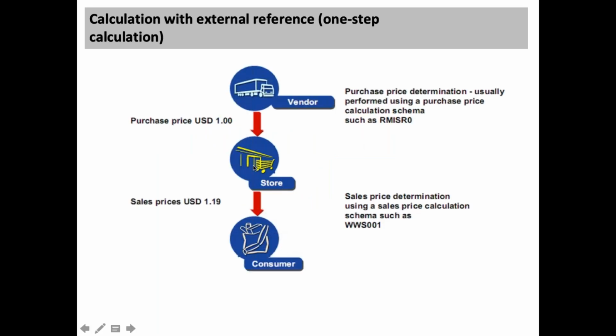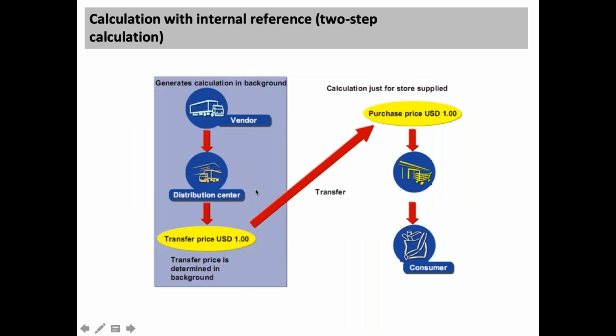So this is what I was talking about, one step and two step. One step is when you transfer the item to the store and there are no additional costs incurred. Whatever purchase price you incur from vendor to DC would be your standard procurement price. Whereas in a two-step calculation, there is a price from vendor to DC, and when you transfer from DC to store, there is an additional cost incurred, which can be a transfer cost or anything such as that. So you add a transfer price, and when it comes to the store, the purchasing cost goes up compared to the DC. That is called the two-step calculation.